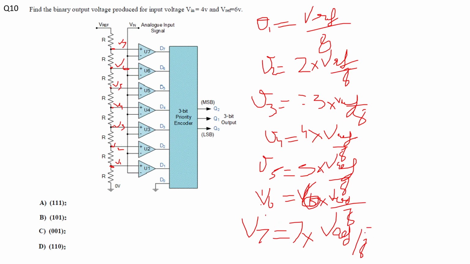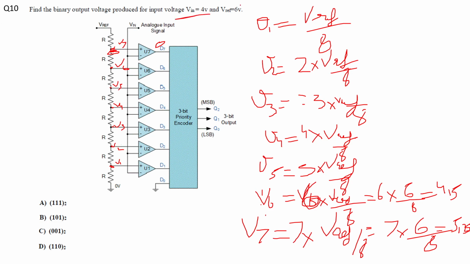Now evaluating this V7, that is this voltage. So this is 7 times Vref. How much is Vref? 6 by 8. So this is equal to 42 by 8, that is 5.25 volt. So 5.25 volt is greater than 4 volt. So the output of this comparator will be 0. Then 6 times 6 by 8, that is 36 by 8, that is 4.5. So 4.5 is again greater than 4 volt. So we are comparing with the Vin voltages, right? So this thing is 0.